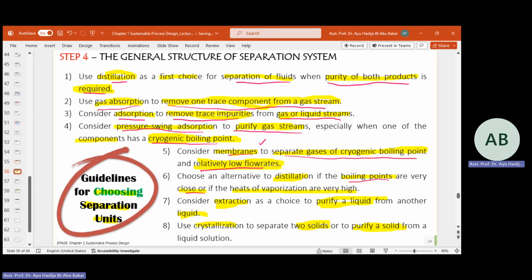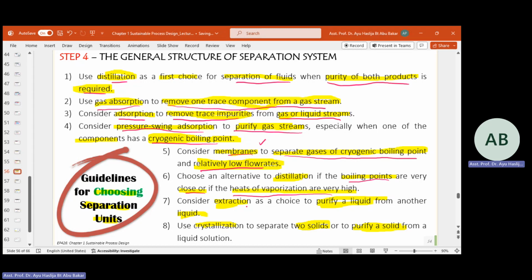Also if the heats of vaporization are high. But if boiling points are very close, perhaps you need to design a few distillation columns that have many stages.